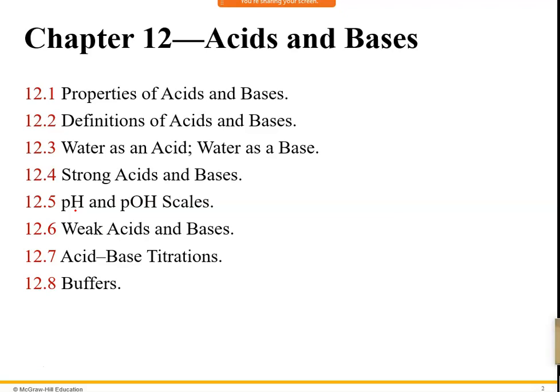I can't remember if we did those yet in the class. We might not have, so we'll look at pH calculations. We will not look at pOH calculations. We'll just talk about the pH and the difference between the strong and weak acids and bases. We'll talk a little bit about a titration, and we'll talk about what a buffer is.